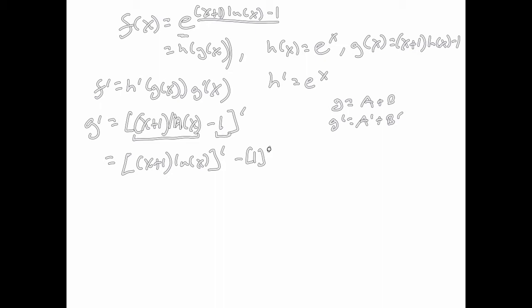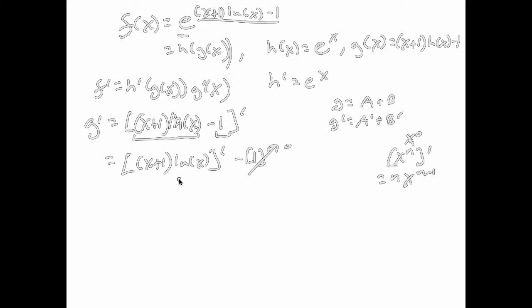Derivative of 1, since 1 is a constant, its derivative is 0. So we're using the power rule. In this case, 1 is just x to the 0. The derivative of this is just 0 because the power rule says the derivative of x to the n equals n x to the n minus 1. So this is going to be 0. Get rid of that.